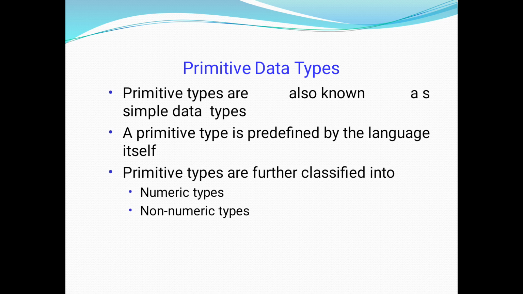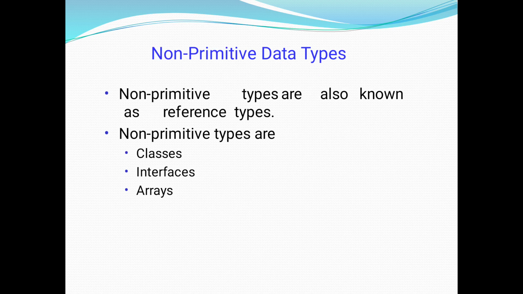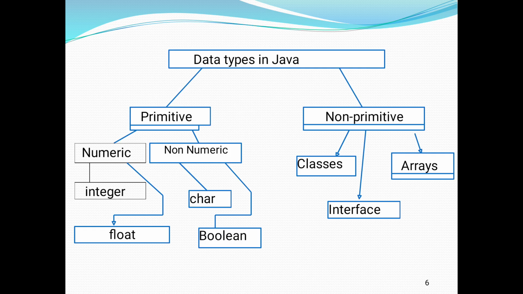Primitive data types are further classified into numeric types and non-numeric types. The non-numeric data types are also known as reference types, and non-primitive data types are classes, interfaces, and arrays. This is the overall view of data types in Java.